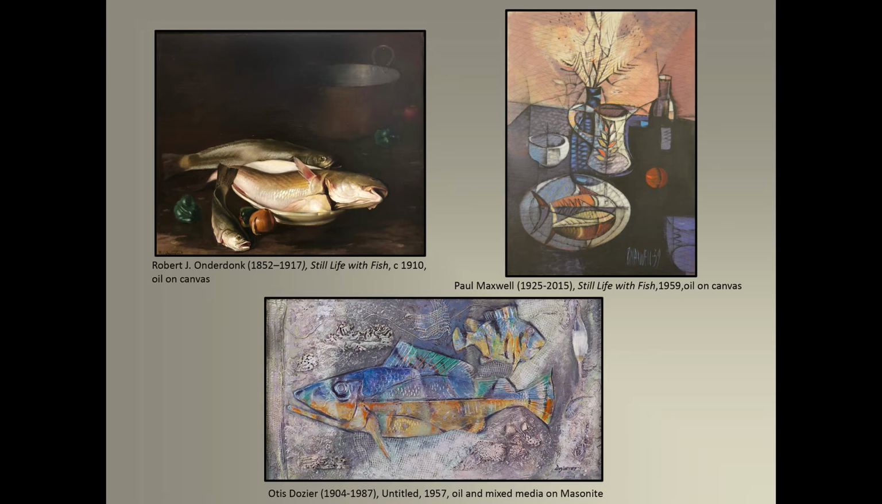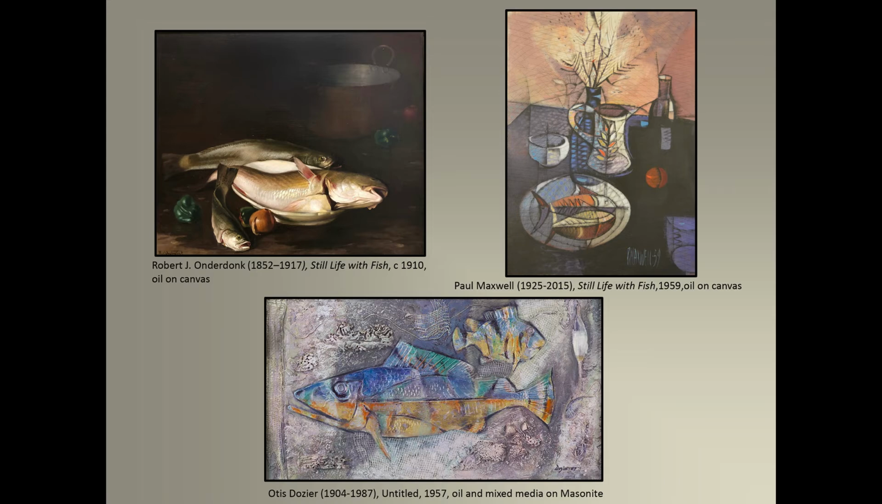On the top right, we see Paul Maxwell, Still Life with Fish, painted about 1959. It is also an oil on canvas. But here we see 1950s abstraction beginning to influence the still life. Identifiable objects, fish, plate, pitcher, vase on a table, and with a suggestion of three-dimensional space, are distorted by geometric shapes in the flattened picture plane, which are tenets of modernism.